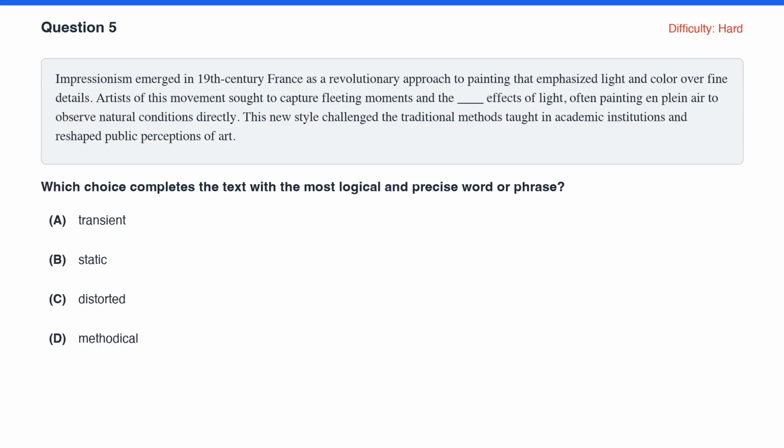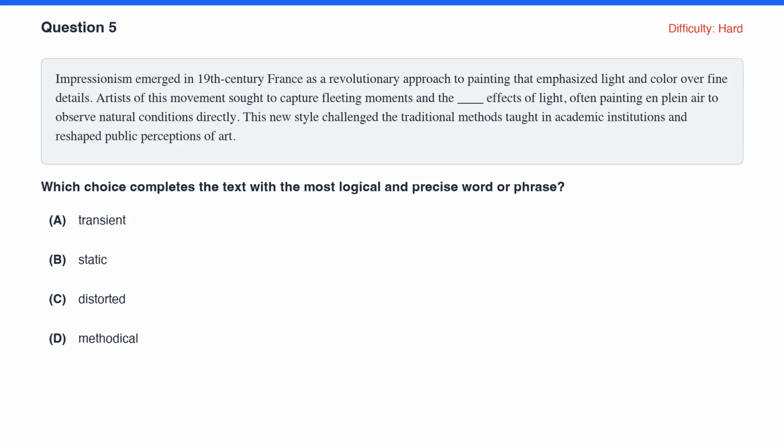Last one, the hard one. If you can apply the formula on this one, you're set for test day. Passage about Impressionism again. Artists of this movement sought to capture fleeting moments and the blank effects of light. Step 1, cover the choices. Done. Step 2, circle the signal. This is the key step on this question. The signal is the word and. Continuation, fleeting moments and the blank effects of light. Those two phrases point in the same direction, so the blank has to mean roughly the same thing as fleeting.